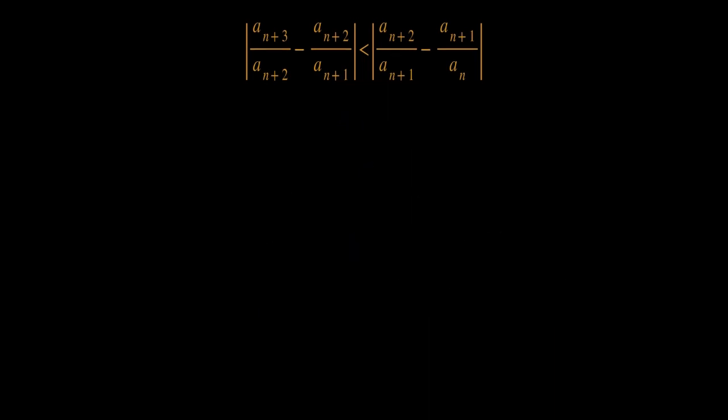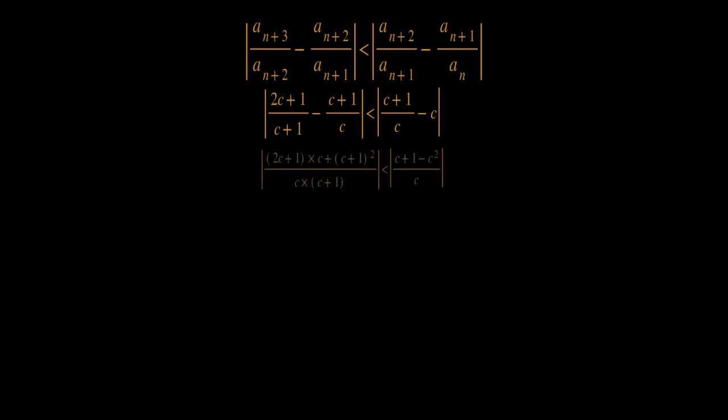Well, when we replace all these numbers in our original inequation that we want to prove, and divide everything through by a sub n, we get that we have to prove that the absolute value of 2c plus 1 over c plus 1 minus c plus 1 over c is smaller than the absolute value of c plus 1 over c minus c. Then, the absolute value of 2c plus 1 times c minus c plus 1 squared all over c times c plus 1 is smaller than the absolute value of c plus 1 minus c squared all over c.